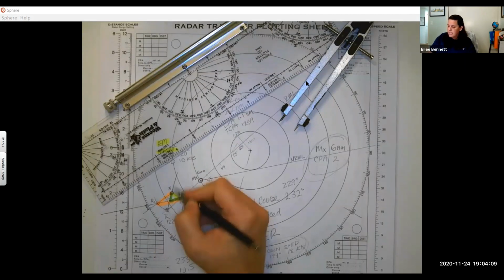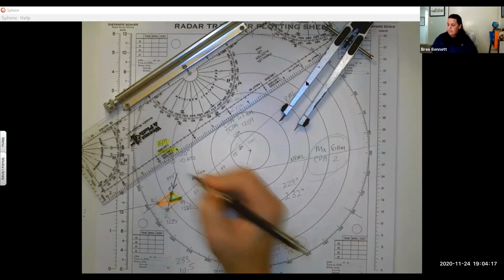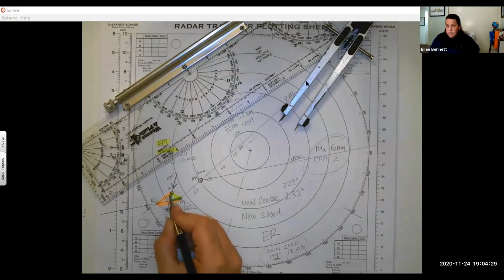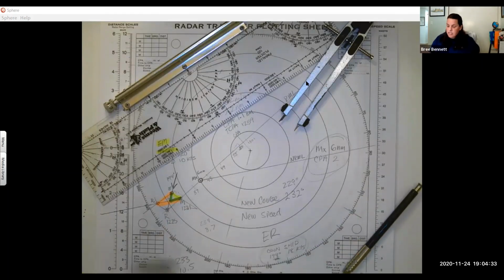If we maintain our direction, our course was 194. My own ship's course was 194, but I want to change my speed instead of changing my course. I want to maintain that course, so I'm going to slow down and let him pass in front of me. So how much do I have to slow down?